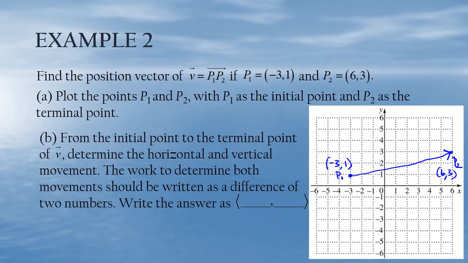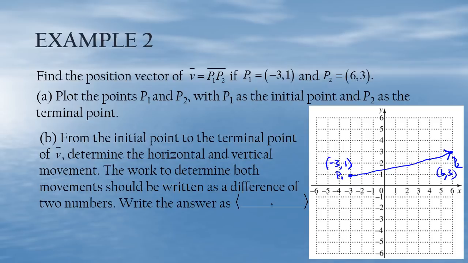And by the way, is this a position vector, what I just found? And the answer is no. I've drawn the vector, but this is not a position vector, and the reason why it's not is because its initial point is not at (0, 0).